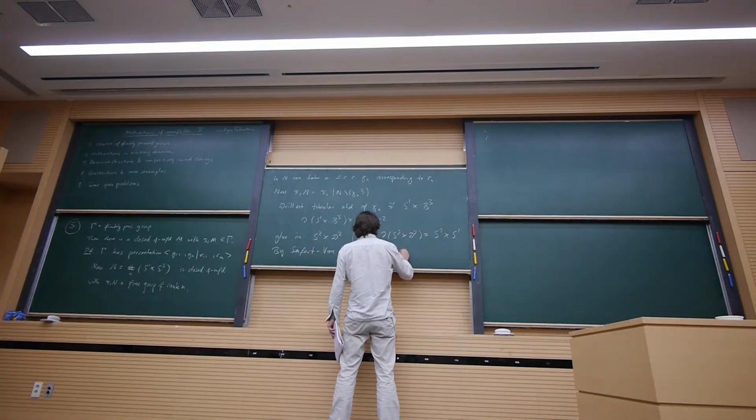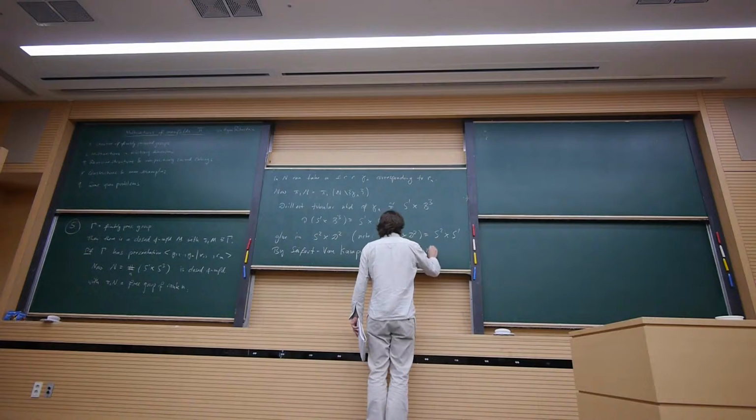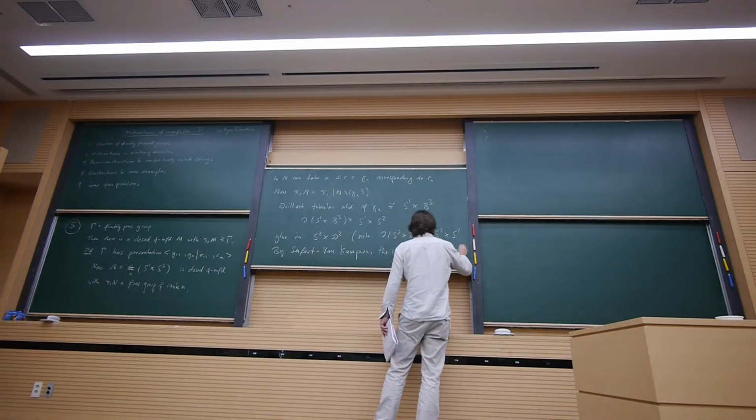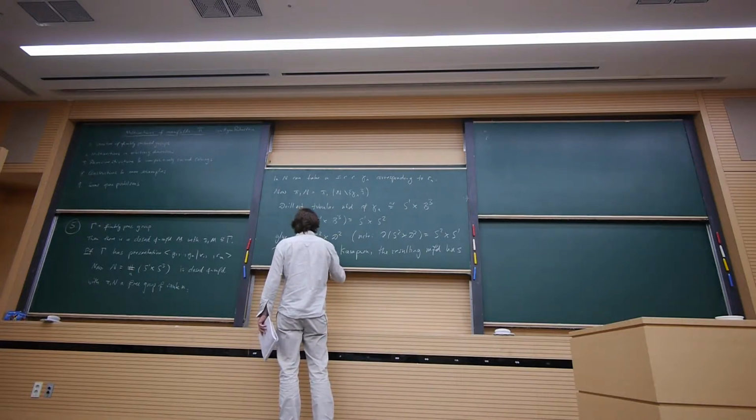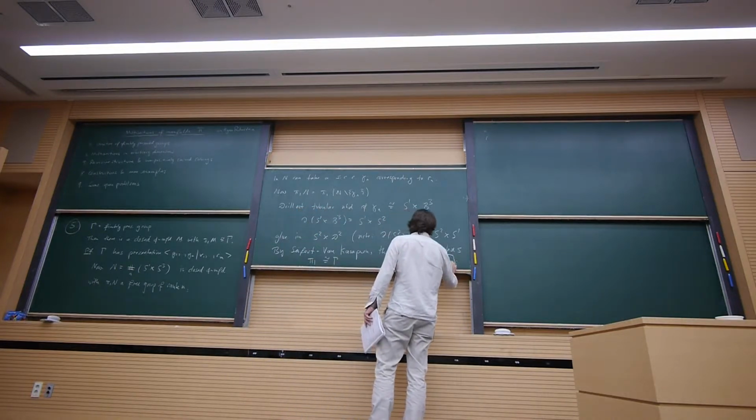The resulting manifold has pi 1 isomorphic to gamma. Okay.